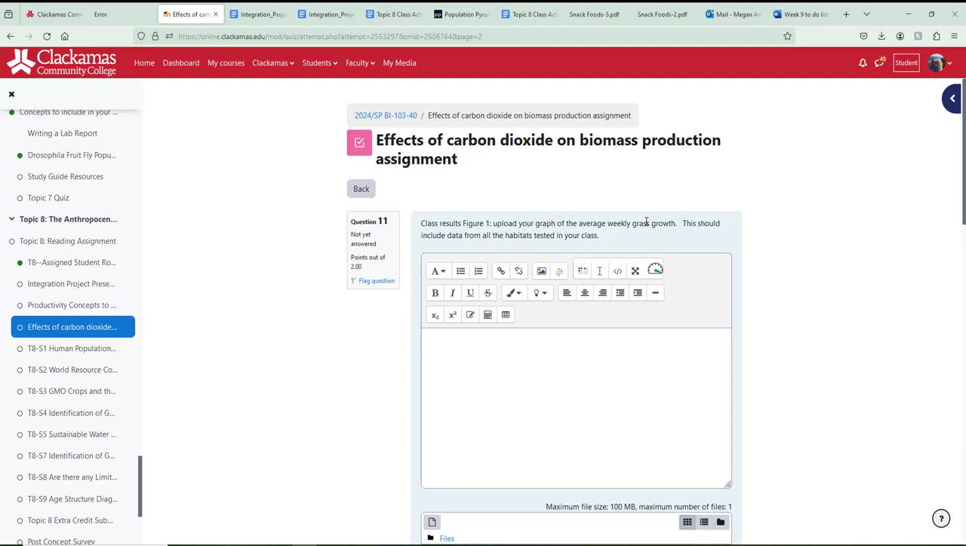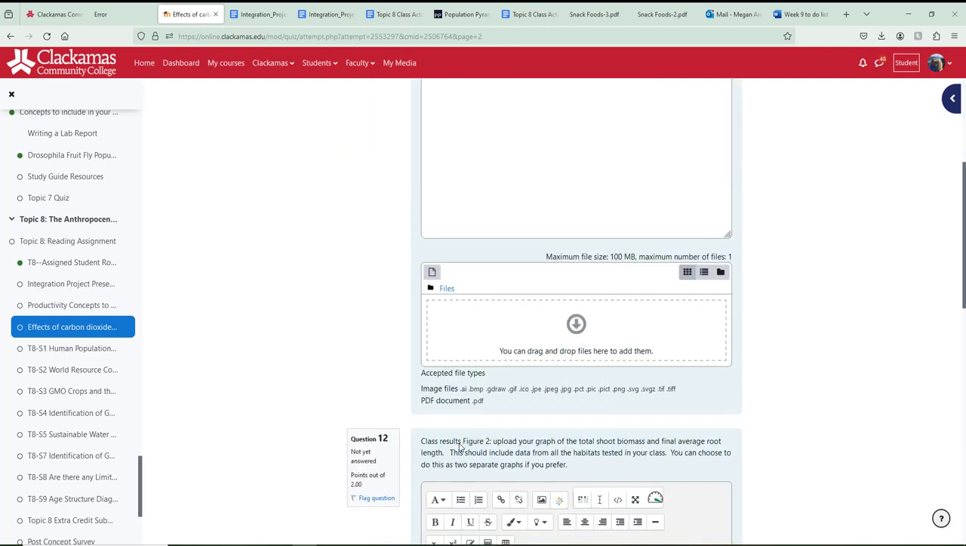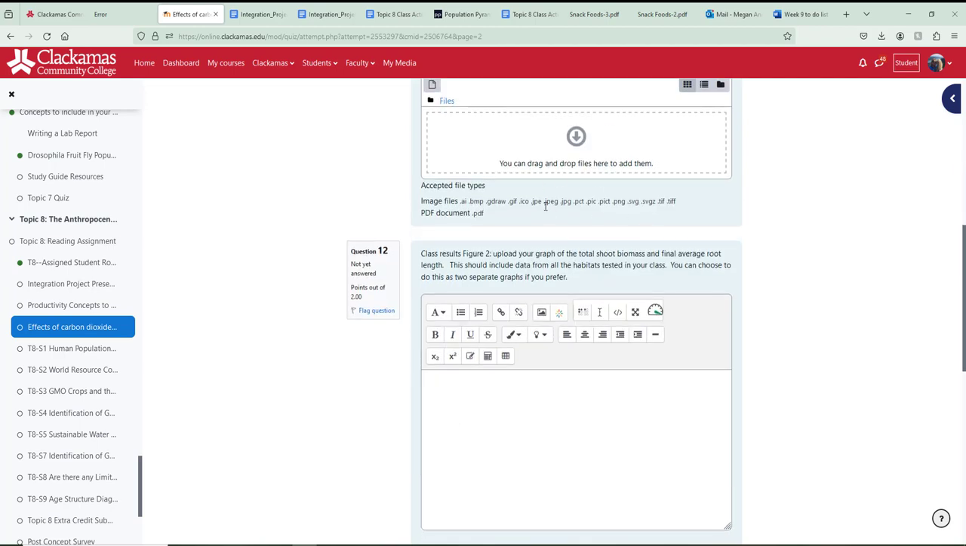For habitat number 4, we had 3 people. So don't give all 3 of theirs in 3 different lines. That would just be confusing. Make sure that you average their numbers together and then just graph that line. Then upload the graph. This should include the data from all the habitats tested, so you should have 6 lines.